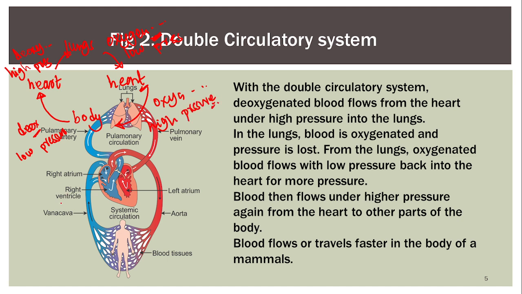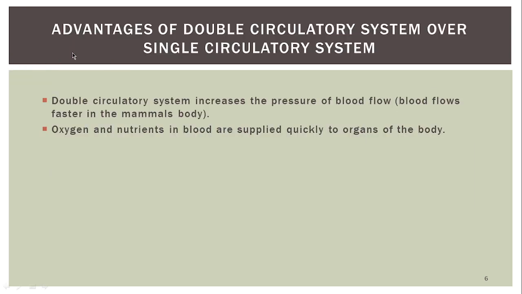That's all. You do not need to memorize vena cava and so on. Right now we'll look at the parts of the heart and the blood vessels around the body. So just remember this diagram that I used to explain. It says blood flows faster in the body of a mammal due to the high pressure from the heart to the body, and the high pressure from the heart to the lungs.